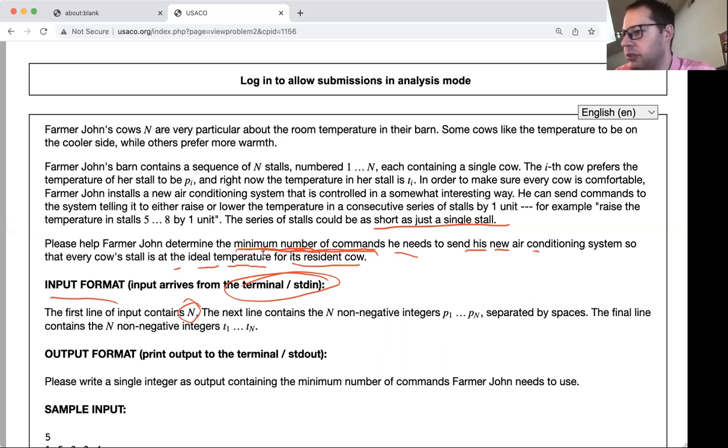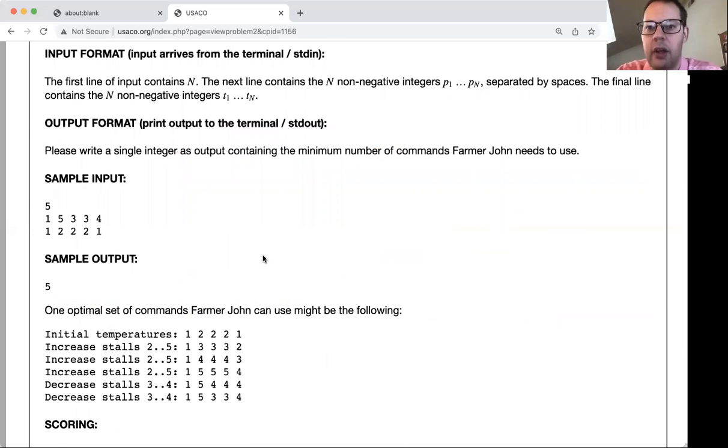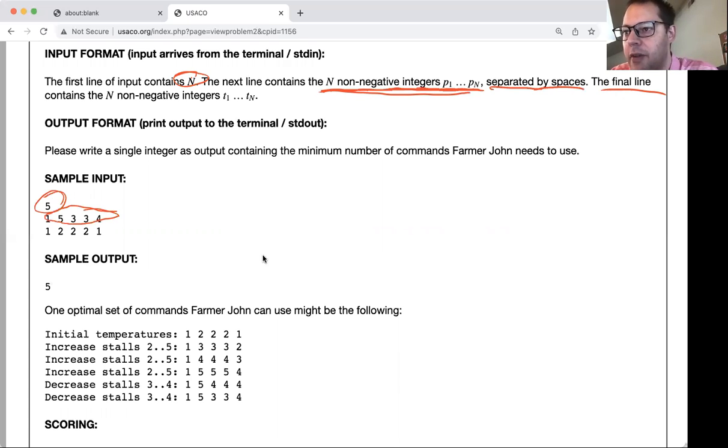Okay, let's actually scroll down and look at the input. Here we go. Okay, so the first line of input contains N, which is this right here. That means there's 5 stalls. The next line contains N non-negative integers, P1 through Pn. That's just the preference of cows 1 through N. So these are the cows' preferences, 1, 5, 3, 3, 4, separated by spaces. The final line contains N non-negative integers, T1 through Tn. So this is the current temperature of the stalls.